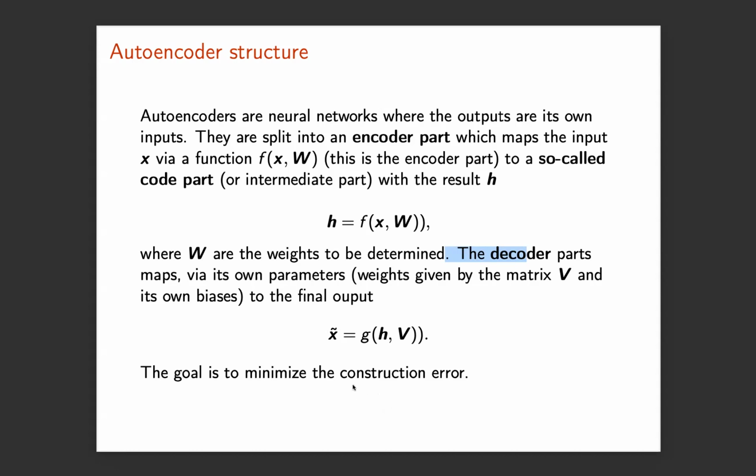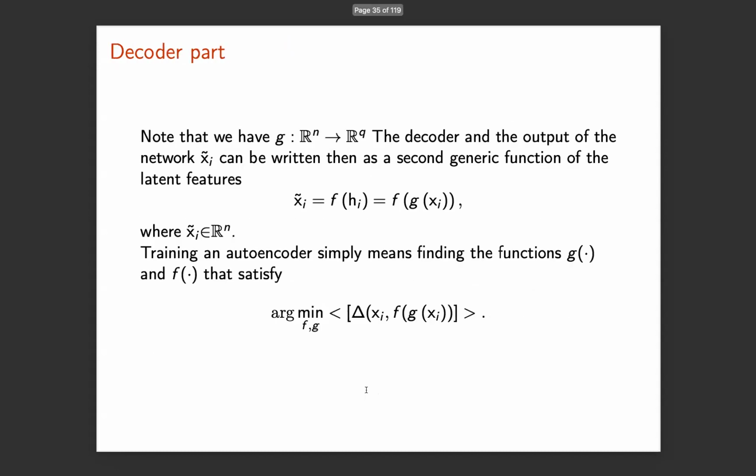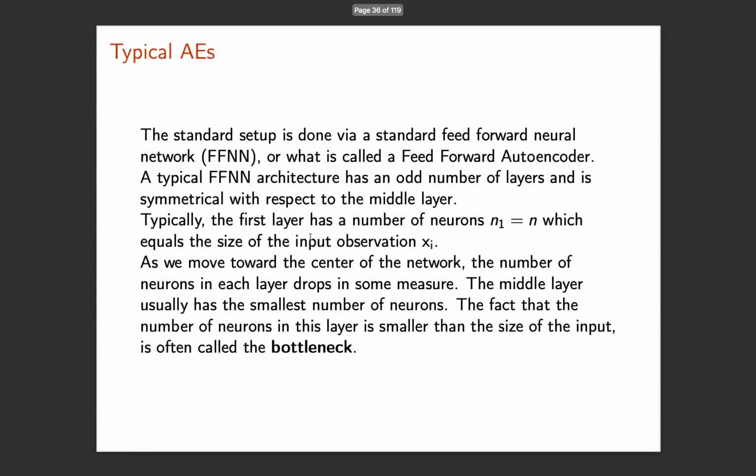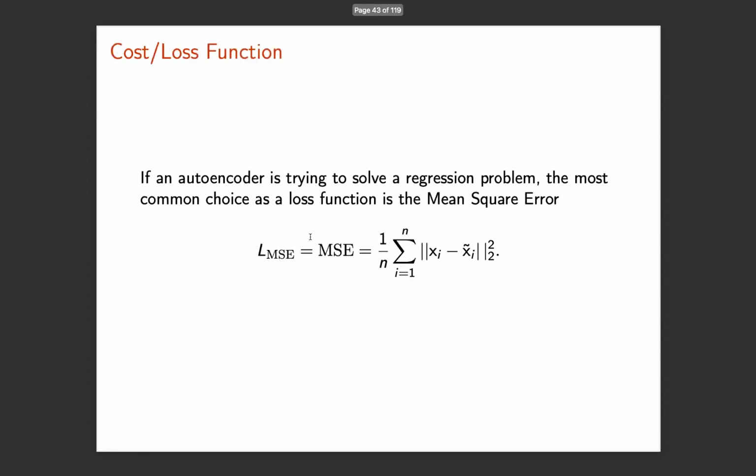And the typical goal then is to minimize the reconstruction error, which is often written in terms of the difference between the input and the output. The most typical one is a mean squared error type of reconstruction error, where you have the input variables and then the output variables.